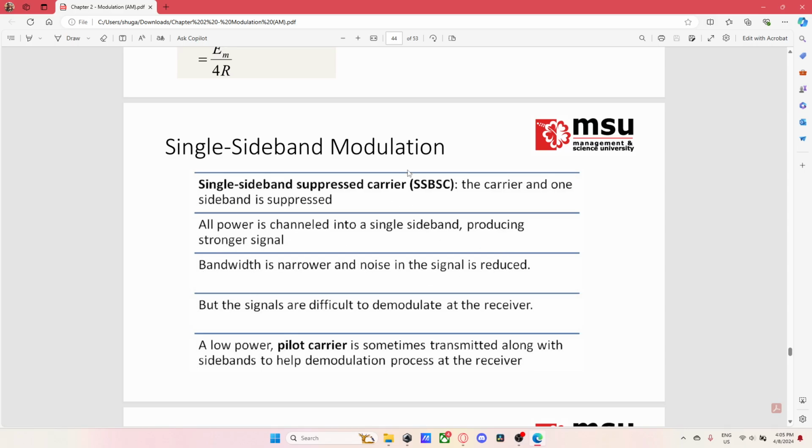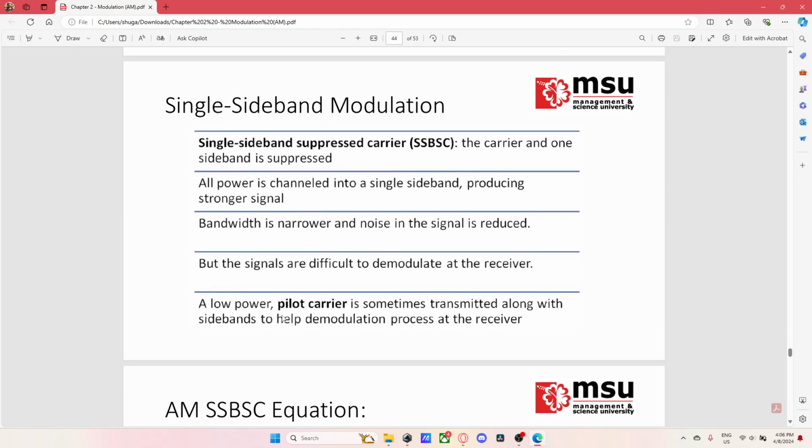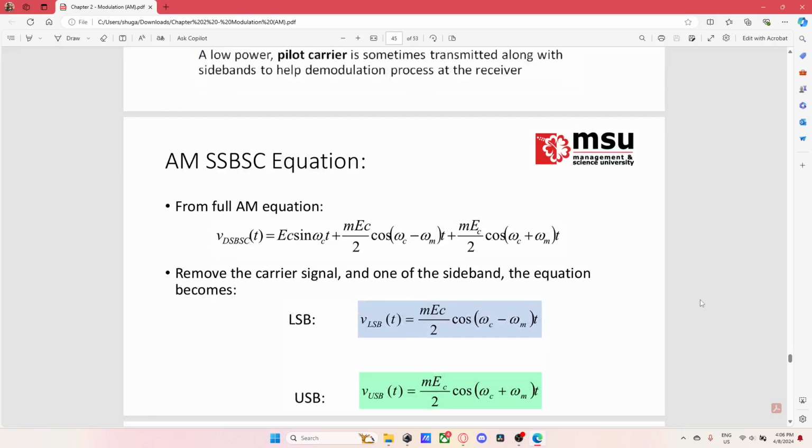But by doing this, sure, it produces a stronger signal and the noise is reduced. But it is difficult to demodulate at the receiver because the signal is missing the frequency carrier and one of the sidebands. Okay, with that, a low power pilot carrier is sometimes transmitted along with the sideband to help the demodulation process at the receiver.